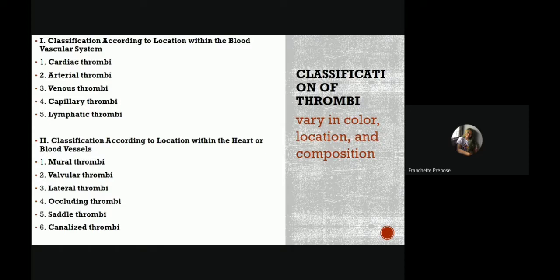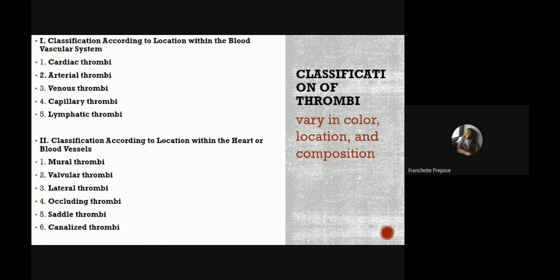Now, the second classification is the location within the heart or blood vessels. Mural thrombi are attached to the wall of the heart or blood vessel. They generally occur within the cardiac chambers and aorta. Next is the valvular thrombi, which are attached to the heart valves. Next is the lateral thrombi, which are attached to one side of a vessel wall.